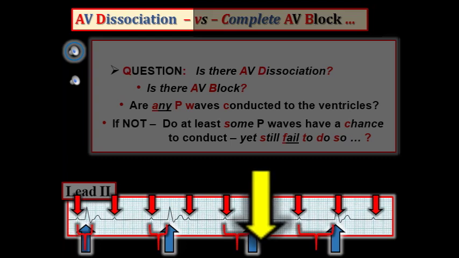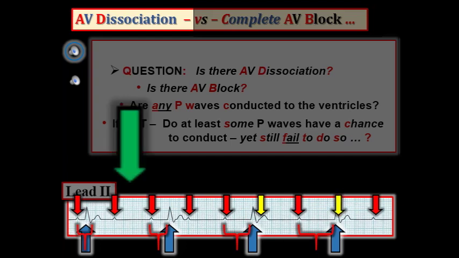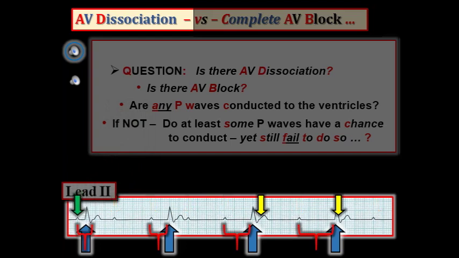But for there to be AV block, P waves must have an opportunity to conduct, yet still fail to do so. We would not expect some of the P waves on this tracing to conduct, because they either occurred during the refractory period, yellow arrows, or precede the QRS with a fairly short PR interval that might not give the atria adequate time to transmit the sinus impulse to the AV node, green arrow. But most of the P waves on this tracing should conduct, red arrows, because they occur at a point in the cardiac cycle that clearly should allow adequate time for conduction.